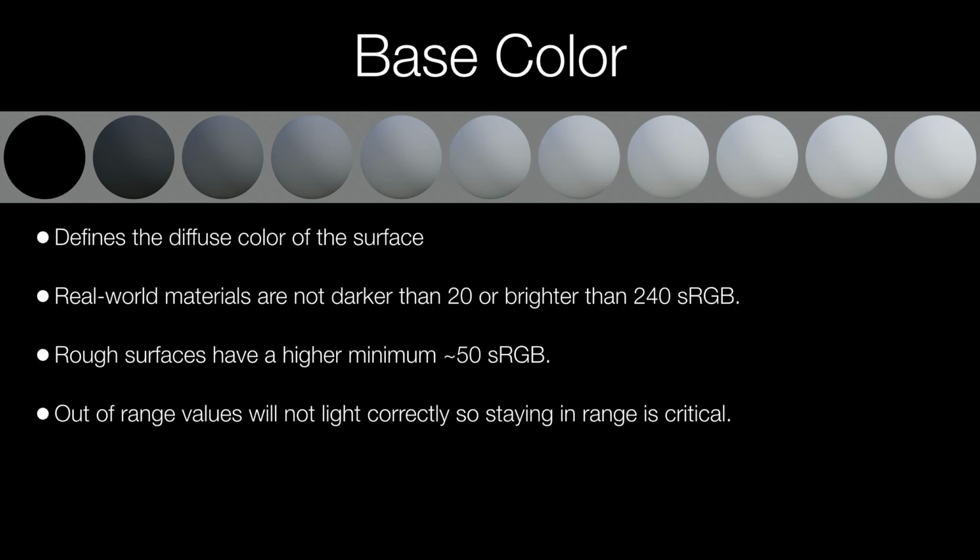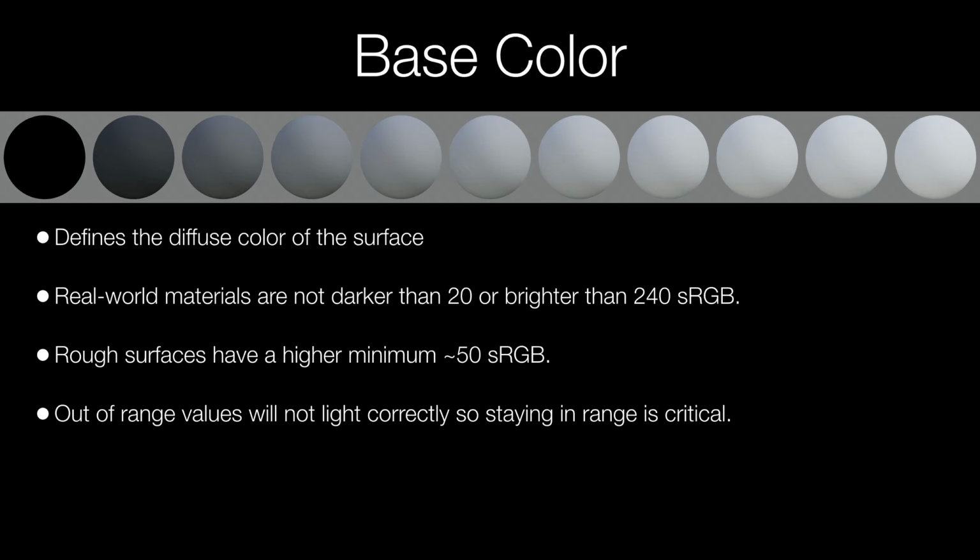And the reason for this is if your colors are way down at the dark end of the spectrum, when light hits the surface, it basically won't be reflected at all, and so you'll just end up with this jet black object. No objects in reality are actually that dark, and so your light won't react correctly with the surface. So don't make objects darker than 20 or brighter than 240.